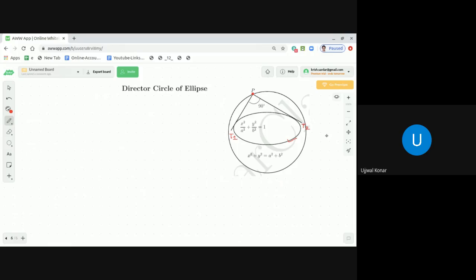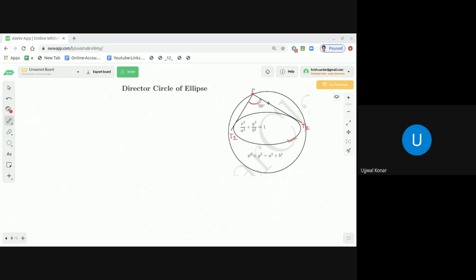From any external point, you can always draw two tangents to an ellipse. Like a circle, from an external point you can draw two tangents to a circle. Similarly, from an external point, you can draw two tangents to an ellipse, as you see in that adjoining diagram, PT1 and PT2. But dear students, here we are interested in such two tangents so that the angle between them is 90 degrees. As you see here, this angle is 90 degrees, a right angle.